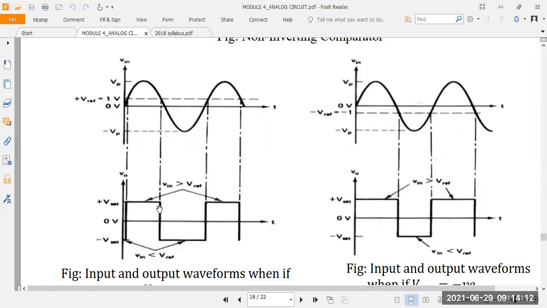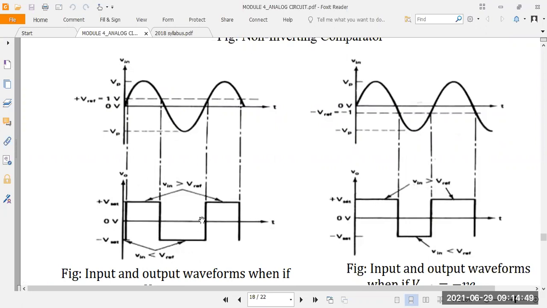You take now the first condition. So you take the output voltage here. The output will get only positive saturation and negative saturation. Saturation means maximum voltage. When V in is greater than V reference, we will get a positive cycle, positive voltage. Suppose V in is less than V reference, then you'll get a negative voltage.